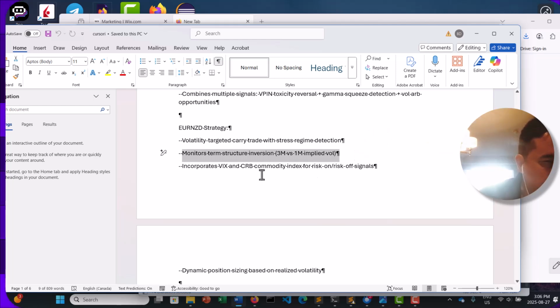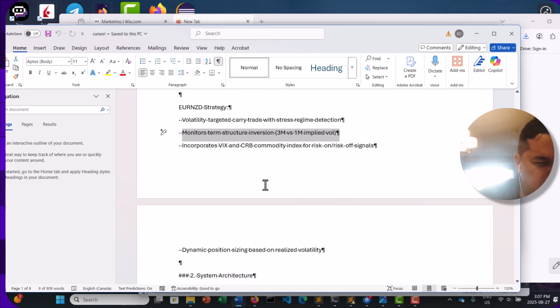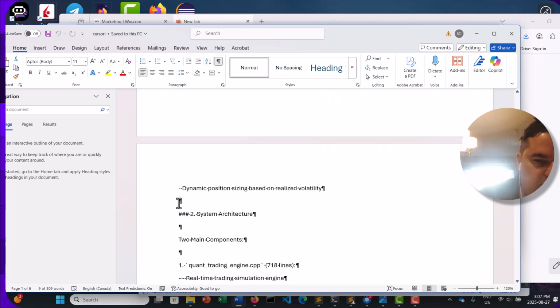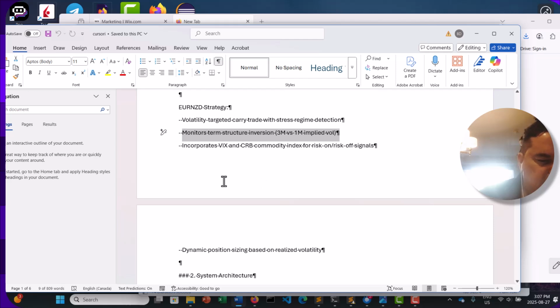Yeah, you'll be able to calculate these and do these kind of calculations quantitatively. And then we also incorporate the VIX and CRB commodity index for risk on, risk off signals. Again, this is specifically using Forex trading. Then we have dynamic position sizing based on the realized volatility. These four are fairly sophisticated.